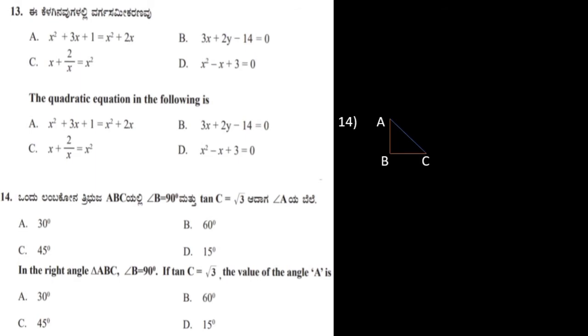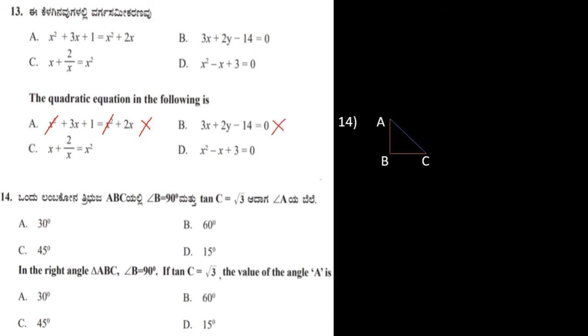The quadratic equation in the following is. Here you can check the options. First option we have x squared plus 3x plus 1 is equal to x squared plus 2x. Here x squared will get cancelled, therefore option A is not possible because we don't have an x squared term, it will get cancelled. Next option B, we don't have any x squared term, therefore it's also not possible.